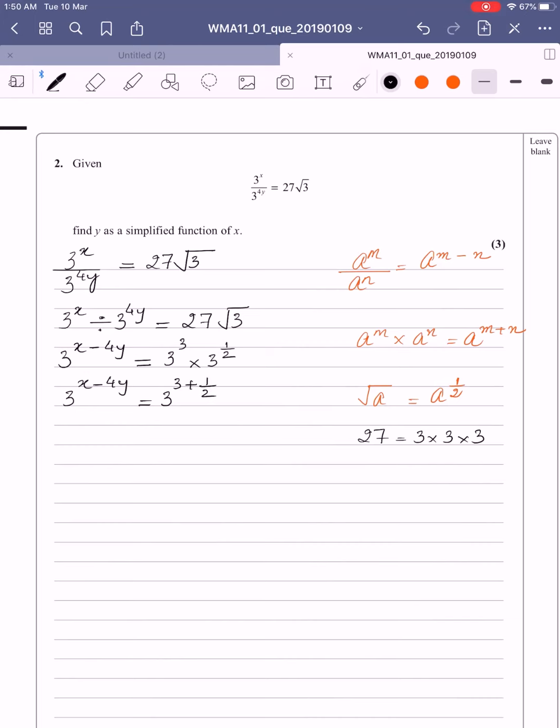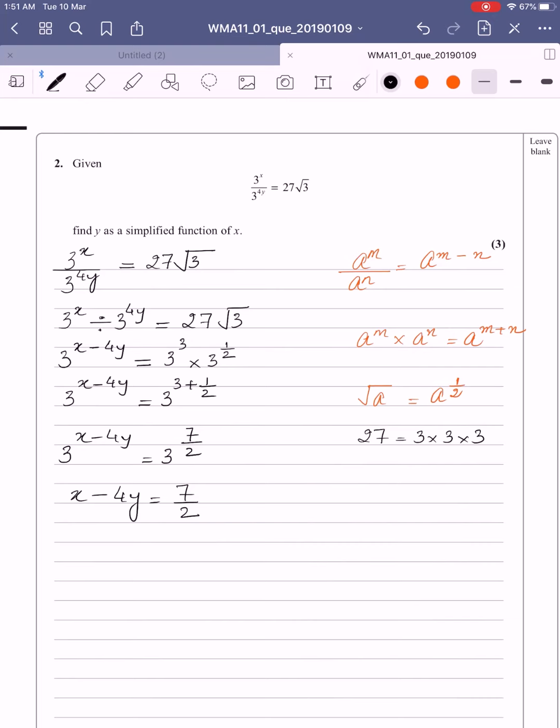Now the rule is when the bases are the same, the powers can be equated. Since we have the same base here, on the left hand side our base is 3 and on the right hand side our base is 3 as well. Therefore we can equate the powers and we can write x minus 4y is equal to 7 by 2. Now since we have to express y in terms of x, which means y has to be alone on one side of the equation.